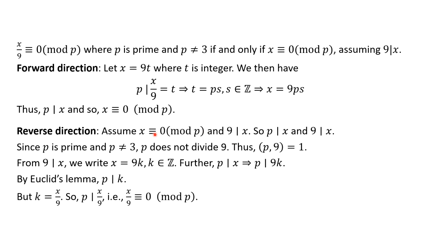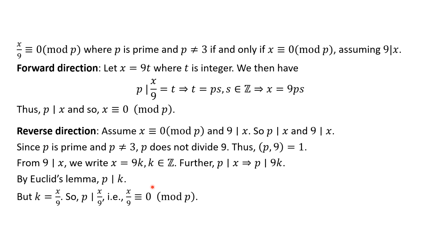So p divides x, and 9 divides x. Since p is prime and p is not equal to 3, p does not divide 9, so the GCD of p and 9 is equal to 1. Then from 9 dividing x, we can write x equals 9 times some integer k. And from the other thing we have here, p divides x, that implies that p divides 9k. That's just plugging in this here.